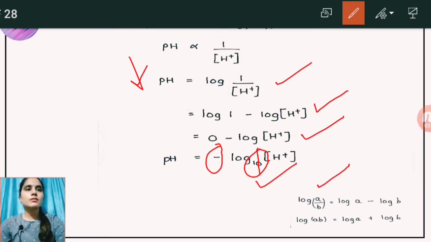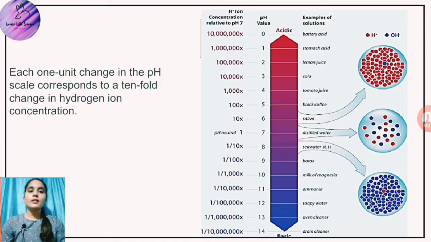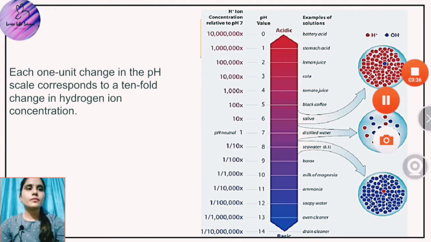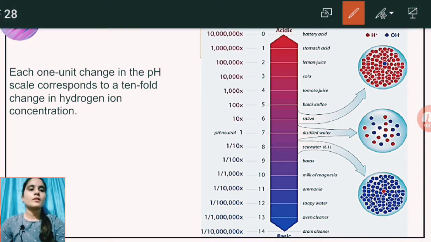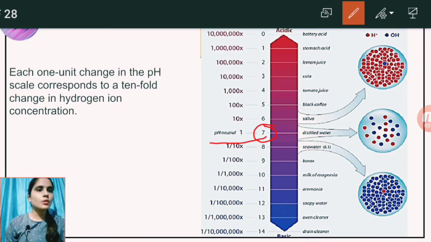Now moving next, here is a general scale of pH with respect to the hydrogen ion concentration. Each 1 unit change in the pH scale corresponds to a 10-fold change in the hydrogen ion concentration. Now, what does it mean? For example, consider a solution with pH 7. You can see here we consider it as neutral, neutral distilled water.